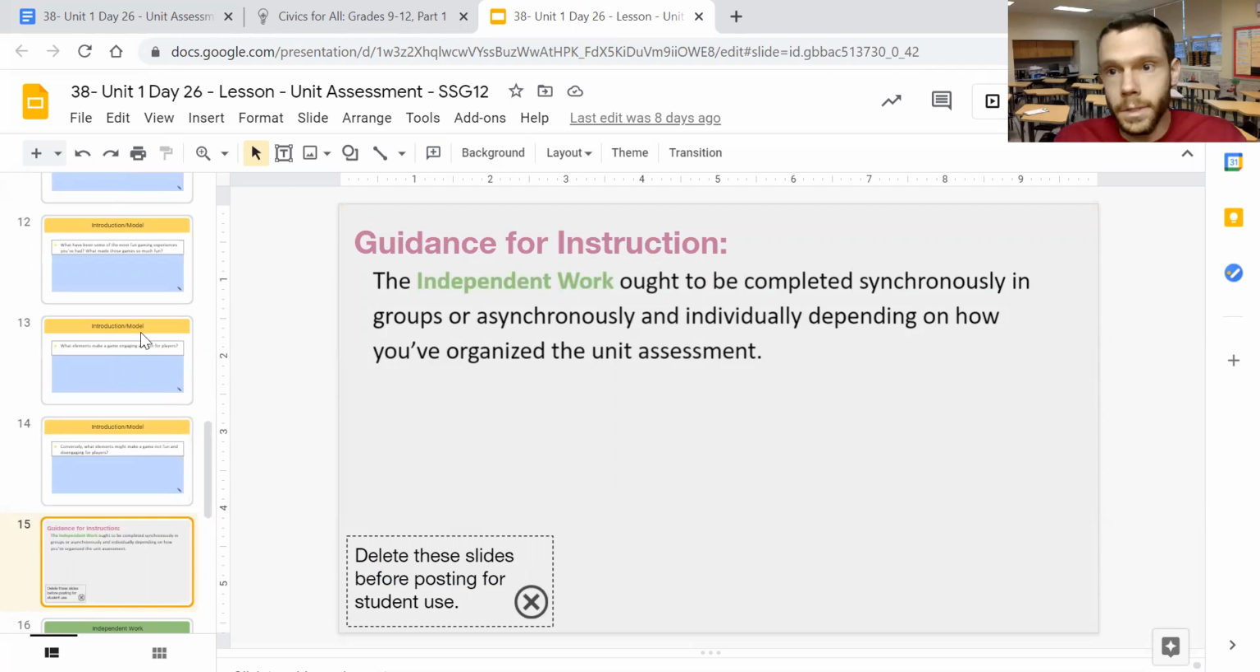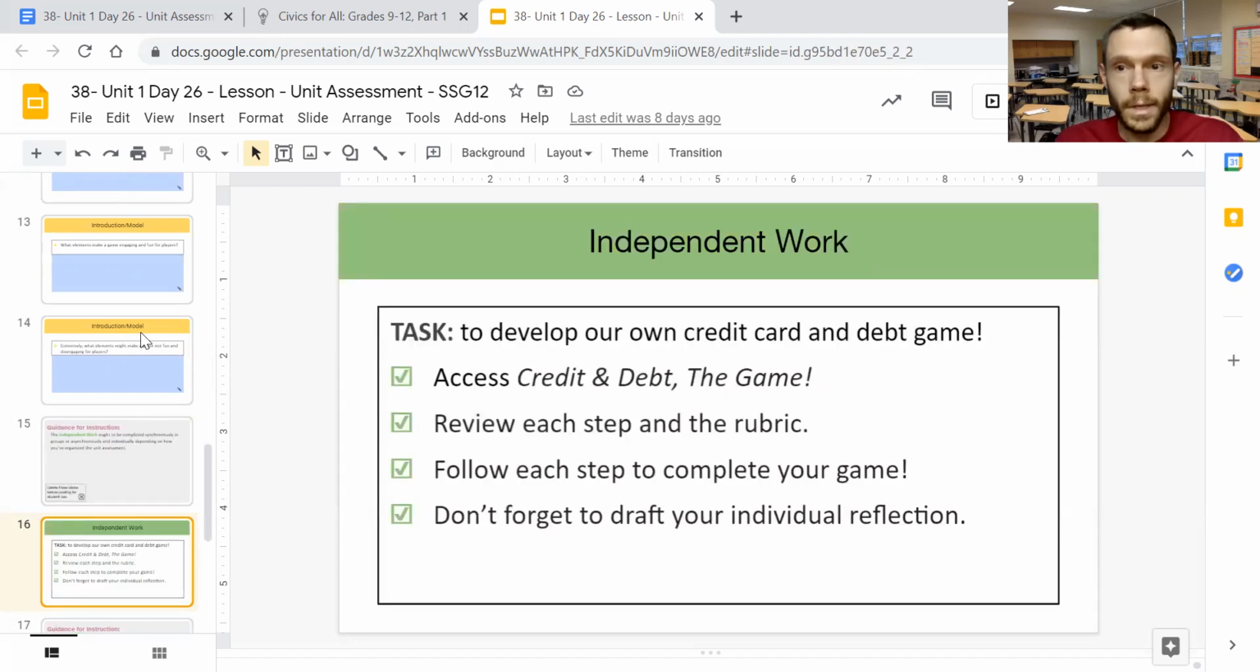And then the independent work is the creation of the game. And this is where there's, again, a lot of flexibility. Students can do this independently. Students can do this in partnerships. They could do it in small groups. It's really a way for them to present to their classmates what they've learned over the course of Unit 1, really looking at this personal finance unit in economics, and thinking about how credit and debt ultimately is an economics problem, and thinking about it as such.